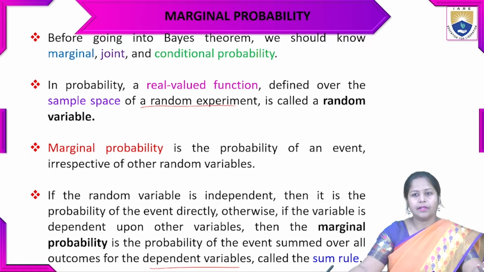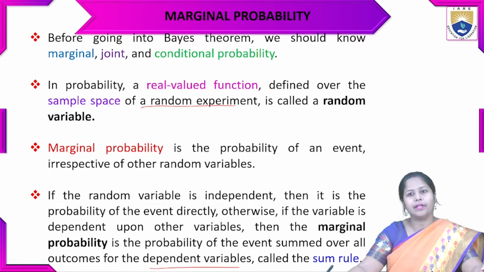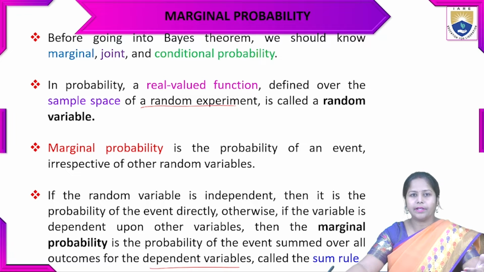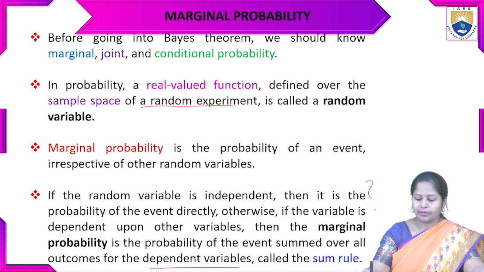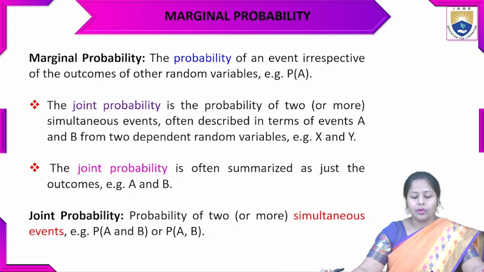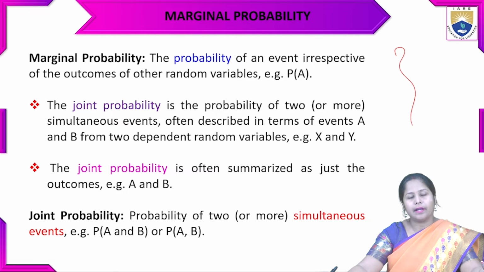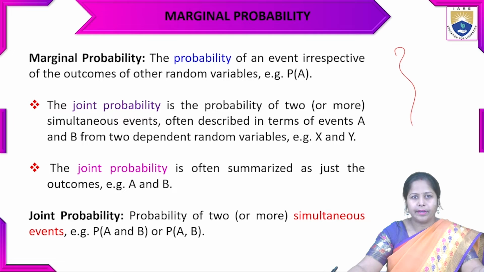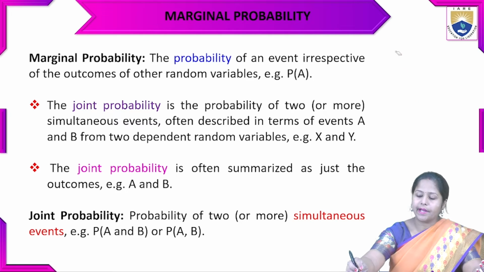That is called the sum rule. For every iteration, the value will be there, and after all of them it will be calculated as a summed value. So marginal probability is the probability of an event irrespective of the outcome of the other random variable. If we take an example, P of A. Simply we can say like that.